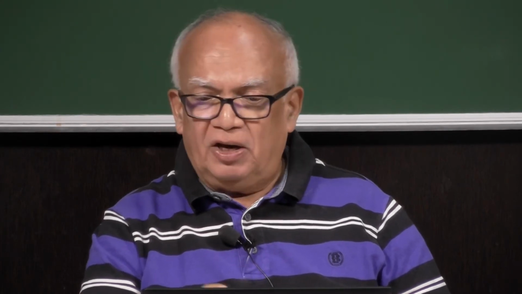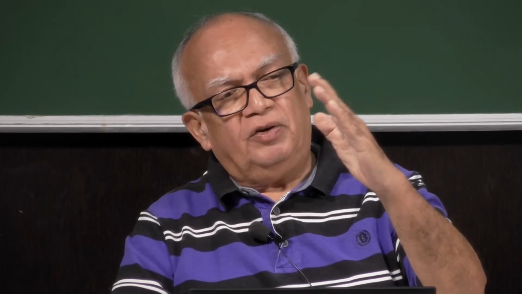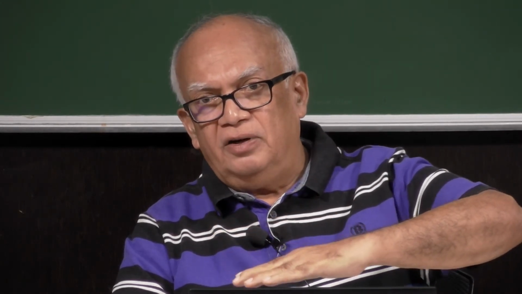okay. So, this angle at which this cartoon vector was precessing, that angle will now change because of this perpendicular field, and you can change that angle. So, if it was this, you change it further and further and further till it flips, and you have a quantum NOT gate. Got it? So, that is the idea.